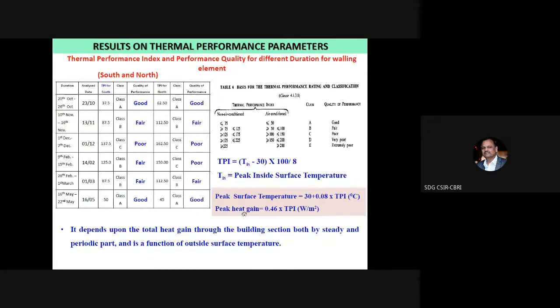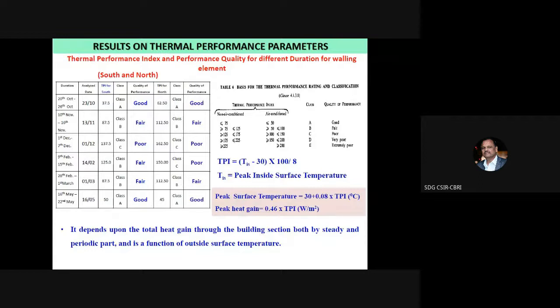In the codes we have some TPI values given for brick or RCC, but for newer material constructions and energy-efficient material technologies, TPI values are not there. So we are working on that. These TPI values we can use to find out the peak heat gain, and if we are able to get the peak heat gain, with respect to that we can design our energy-efficient technologies in order to cool the building.